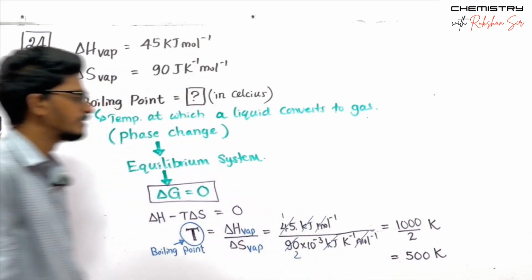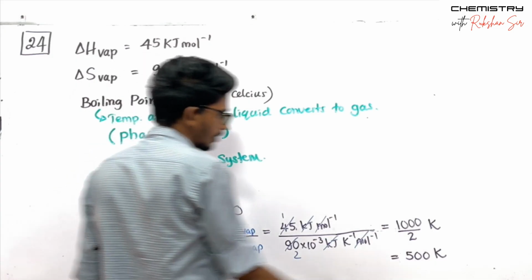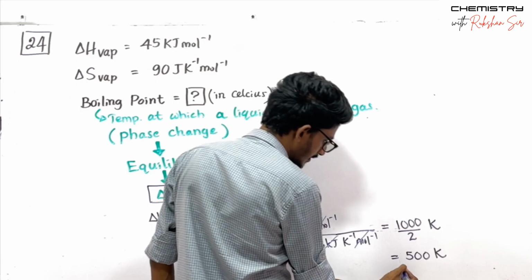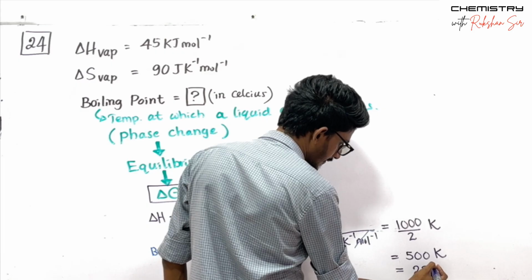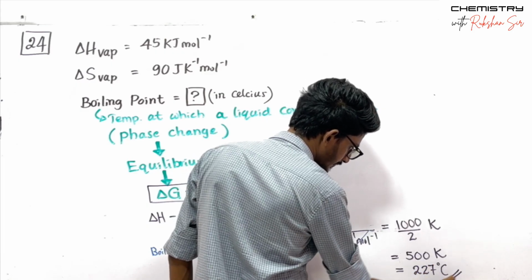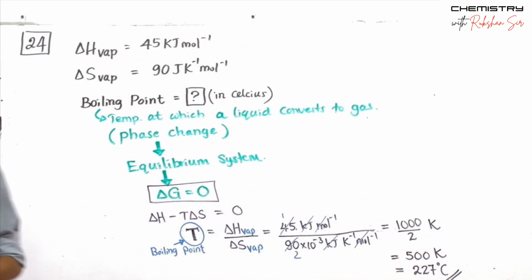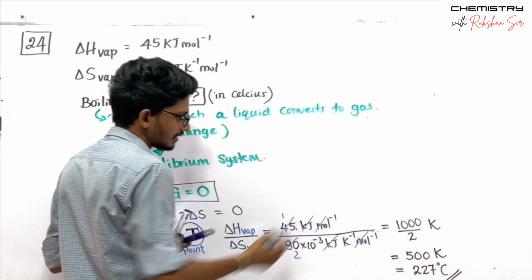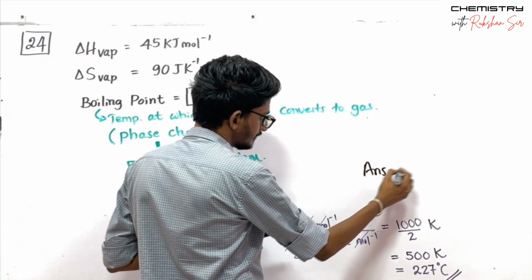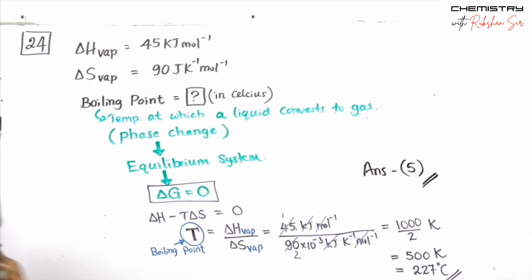In Celsius, you have to deduct 273 from this. That means it is 227 Celsius. Do we have such an answer? Yes, that is answer number 5. So the answer is answer number 5. Right? So things are clear. Just do the working.